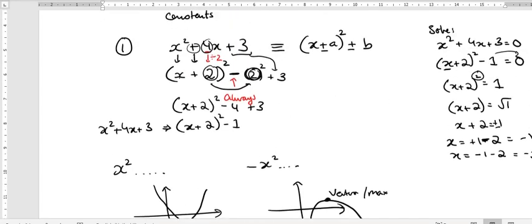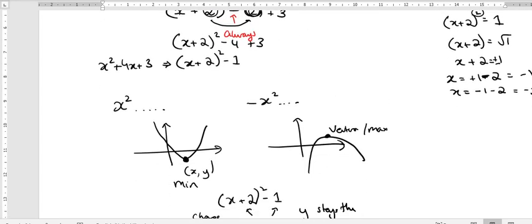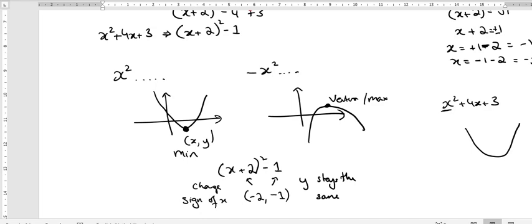So for this particular graph, x squared plus 4x plus 3, let's do that here. First of all, I know that it's a positive x squared, so I know that the shape of the graph will look like that. It will be a positive. And then I've worked out that its vertex is at minus 2, minus 1. So this value here is going to be minus 2, minus 1, which we have just worked out.